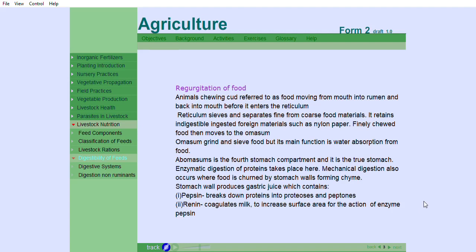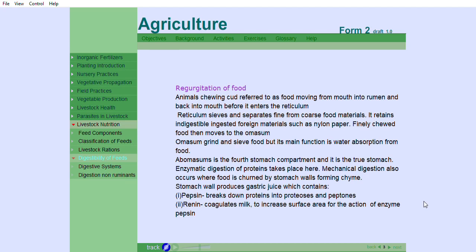Regurgitation of food. Animals chewing cud, referred to as food moving from mouth into rumen and back into mouth before it enters the reticulum. Reticulum sieves and separates fine from coarse food materials. It retains indigestible, ingested foreign materials such as nylon paper. Finely chewed food then moves to the omasum. Omasum grinds and sieves food, but its main function is water absorption from food.